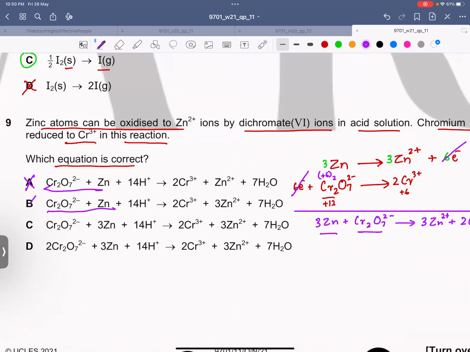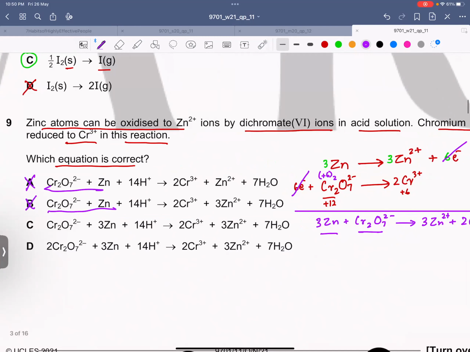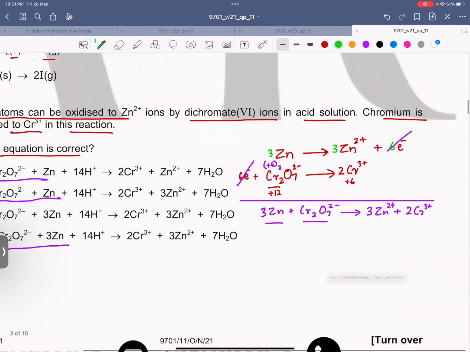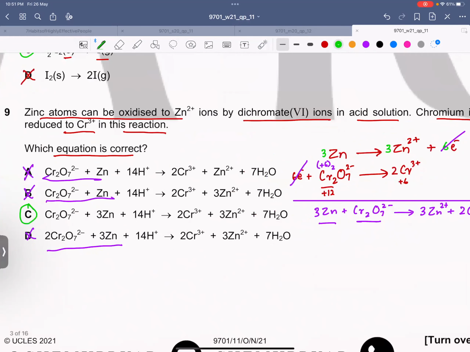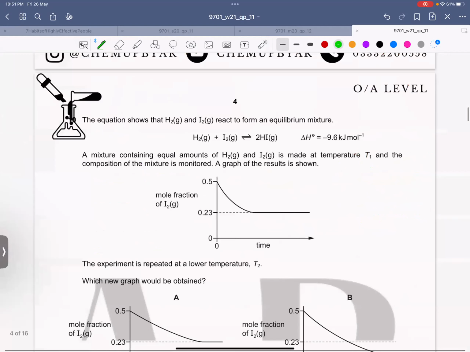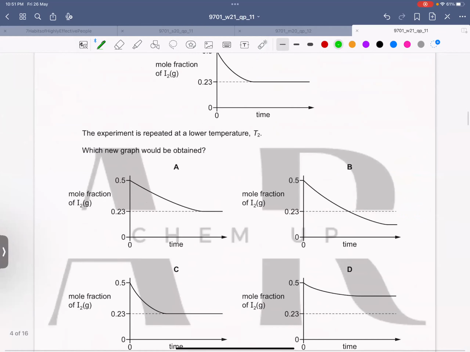In the same way, in B, the ratio is again wrong. If you look at D, the ratio is again wrong. So the correct answer is C. Is this understandable to everyone? Yes. If anyone has any doubt, ask. Okay.